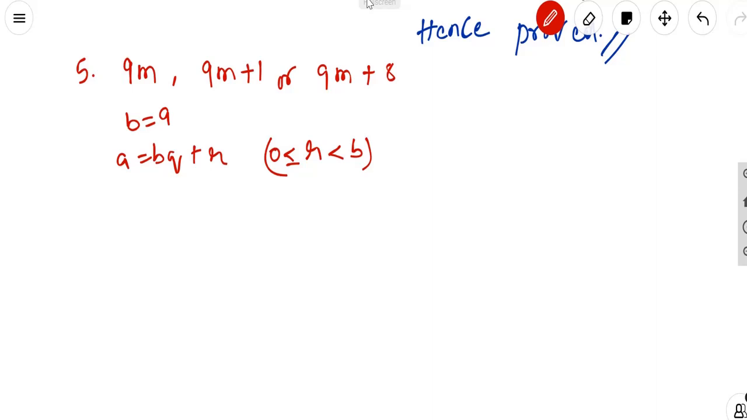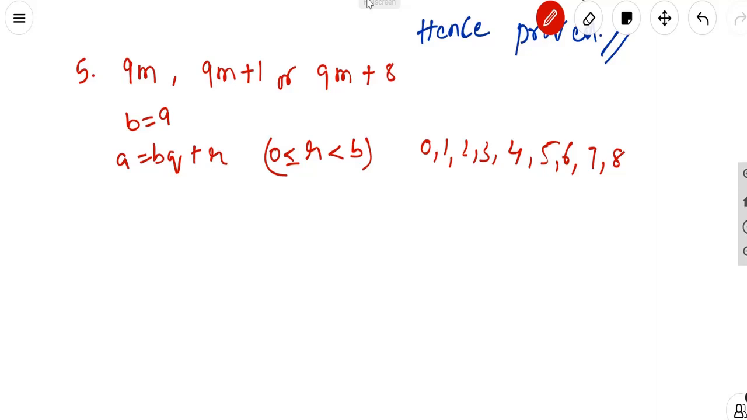So what is b here? b is equal to 9. So the r value will be 0, 1, 2, 3, 4, 5, 6, 7, 8, less than 9. Since b is equal to 9 and r is less than 9, you have to stop at 8. It cannot be 9. So if you see this, you are going to get 9 equations.